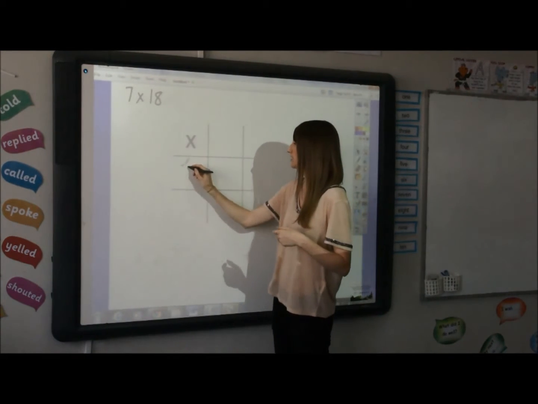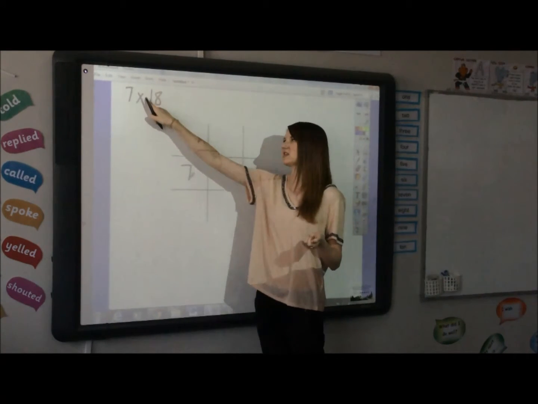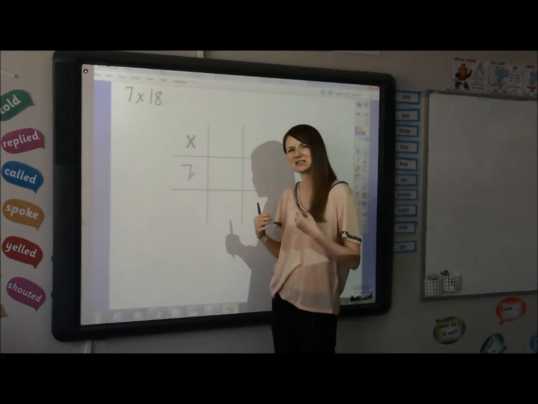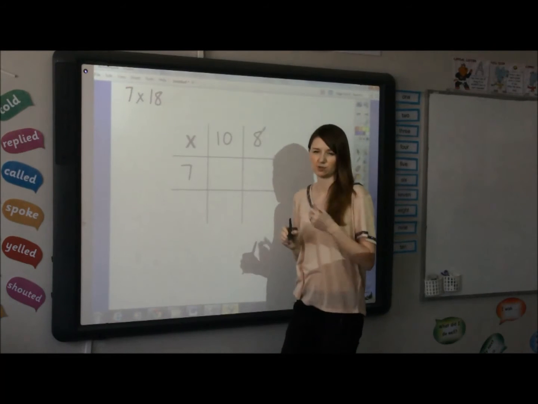So I would put the 7 into this side of the grid, and then I would need to take the number 18 and I need to partition it. So I split it into tens and units. I have a 10 and I have 8 units.